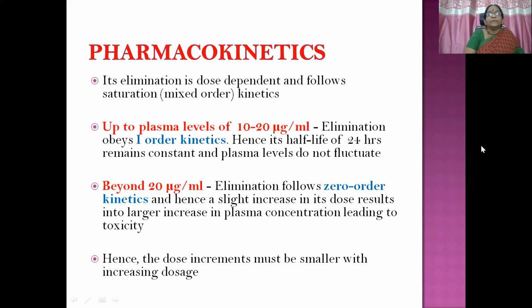But this is very, very important. Pharmacokinetics of phenytoin: its elimination is dose dependent and follows saturation kinetics or mixed order kinetics. At low doses, that is up to a plasma level of 10 to 20 micrograms per ml, elimination obeys first order kinetics. You know, first order and zero order kinetics. So its half-life of 24 hours remains constant and plasma levels do not fluctuate, as they are maintained stable.